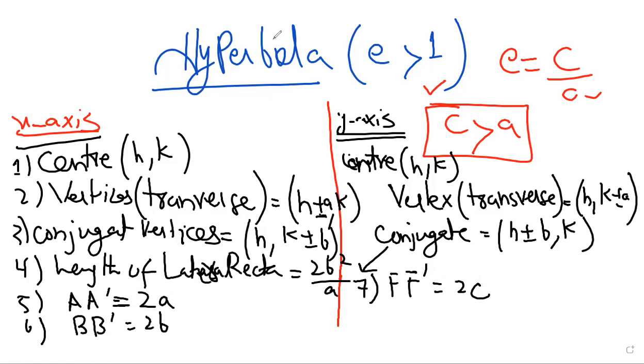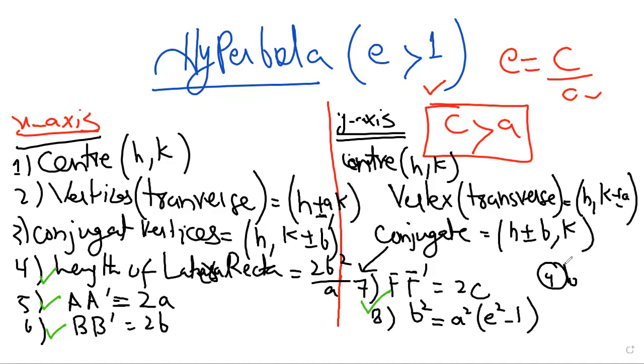Now I am picking 1, 2, 3, and 4. These four are the same for both axes. Now come to the 8th point. I have already discussed the eccentricity. It is greater than 1. And the relationship between a, b, c, and e is also the same for the x-axis and the y-axis. This is the a, b, c, e relationship. And the 9th point is b square is equal to c square minus a square.